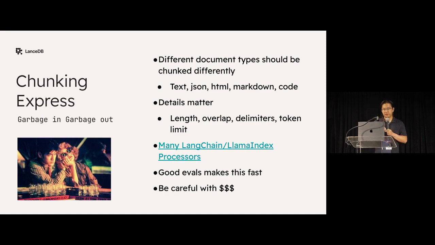And for each of those, there are tons of details that you can tune, like the window size, amount of overlap, the list of delimiters that you can give it. And then you have to be aware of things like the token limit, so that your context actually fits both your LLM and your embedding model. Right?